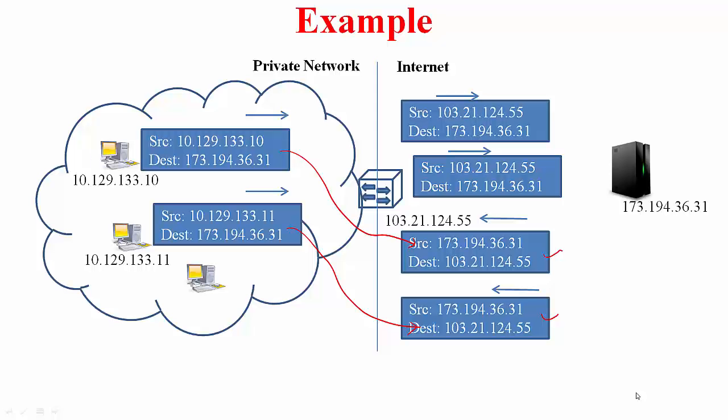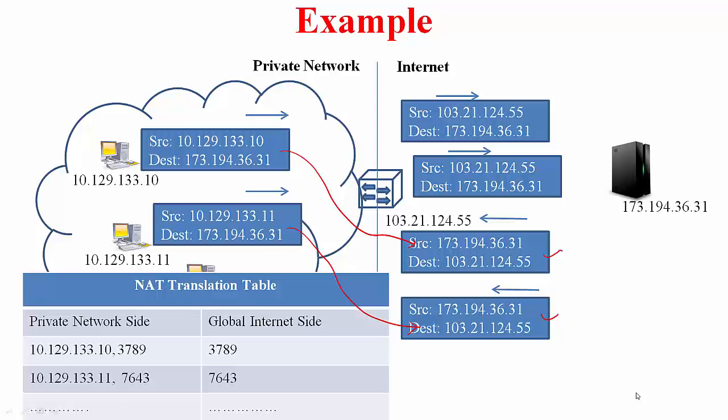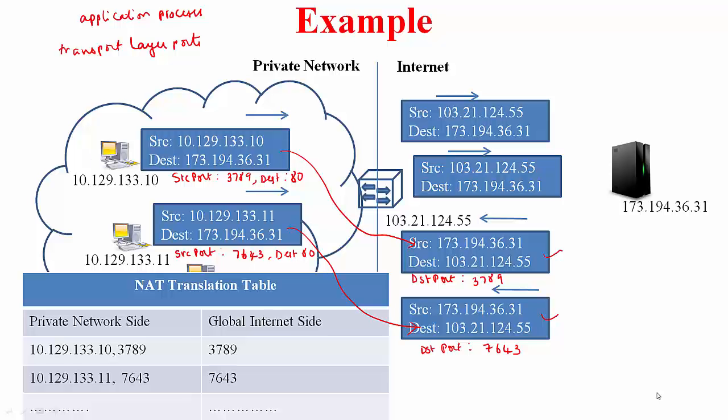The port numbers to the rescue. By the way, these ports have got nothing to do with the switching ports. These are the ports at transport layer to distinguish the application processes. So these are transport layer ports. So you can now maintain this state as part of your network address translation table. Notice that I have removed destination here because, as I said, many hosts can contact the same destination and it doesn't give you a distinguishing feature. So here I'm going to maintain port information.